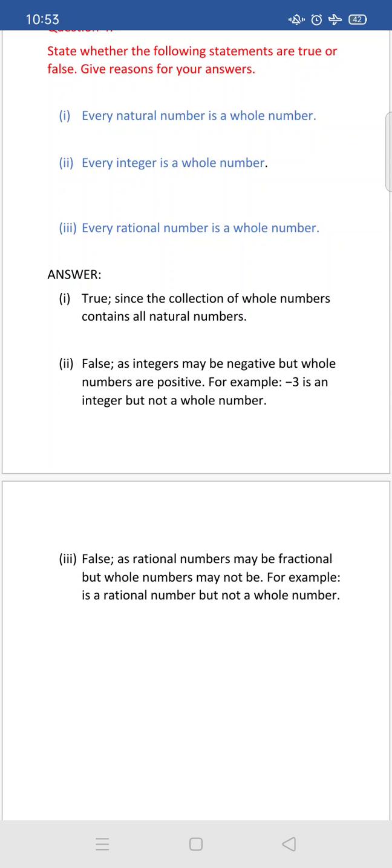This is also a false statement because every rational number is not a whole number, because rational numbers may be fractional, isn't it? It may be 1 by 2 or 2 by 3, right? But whole numbers are like 0, 1, 2, 3, complete numbers, so they may not be a fraction. For that reason every rational number is not a whole number.